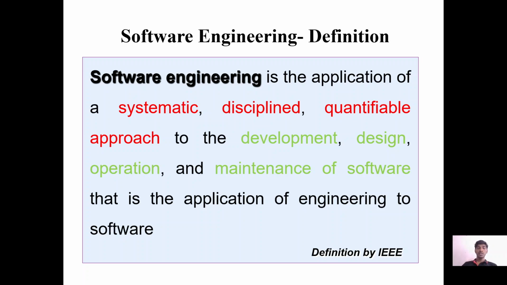If you see the key characteristics of software here, it has different characteristics such as operational, transitional and maintenance, which are the different characteristics of a software.